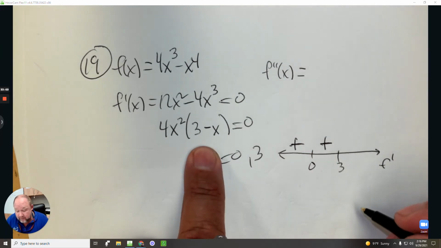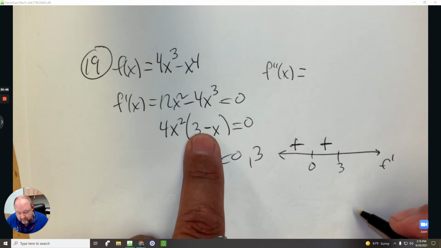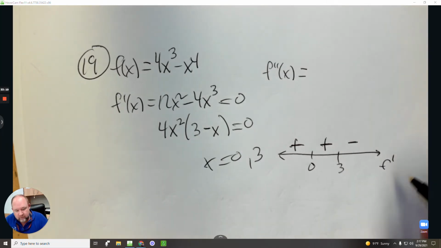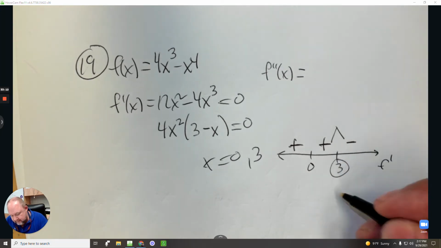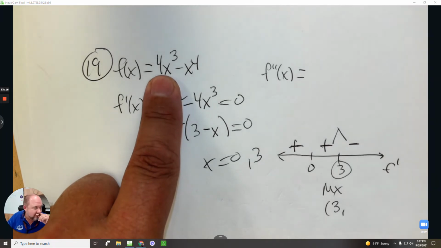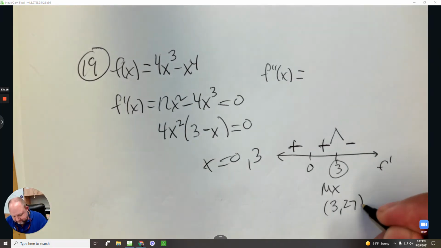Plug in a number bigger than 3, like 5. And 3 take away 5 is negative times a positive. So we only have a turning point there. 3 is a maximum. And then plug that into here. And 3 gives you the answer 27.